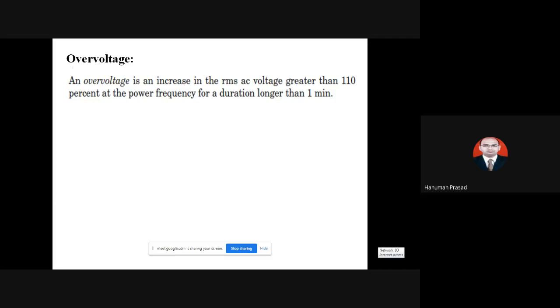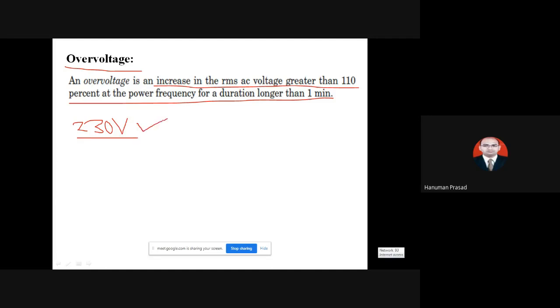The first is, what is over voltage? Over voltage, as the name suggests, is an increase in AC voltage greater than 110% at power frequency for a duration longer than 1 minute. Means, for the domestic application, we require 230 volt AC.